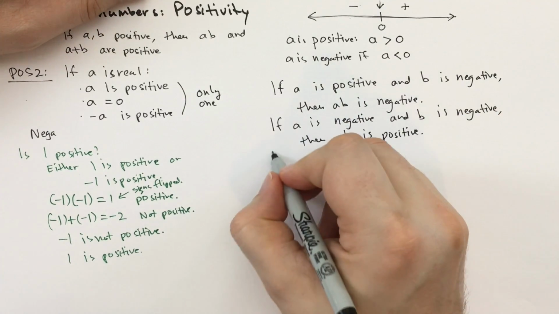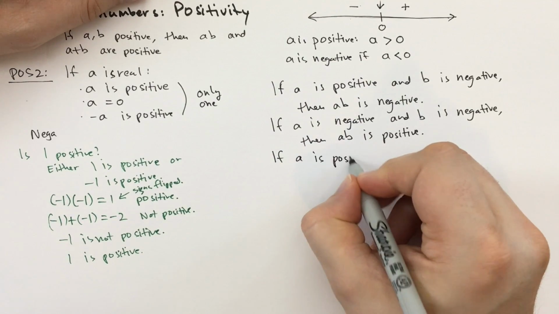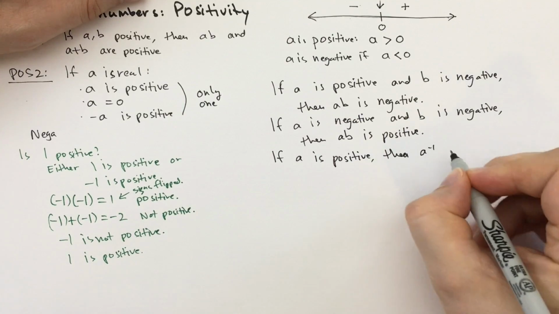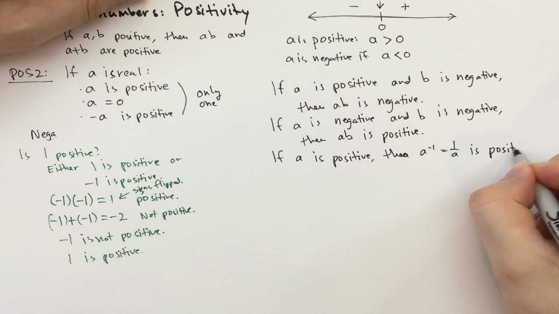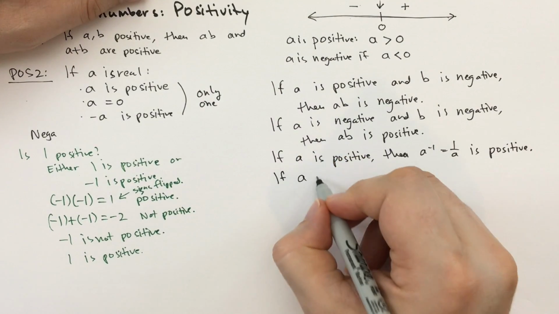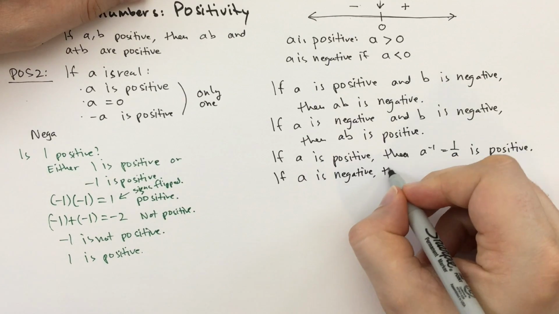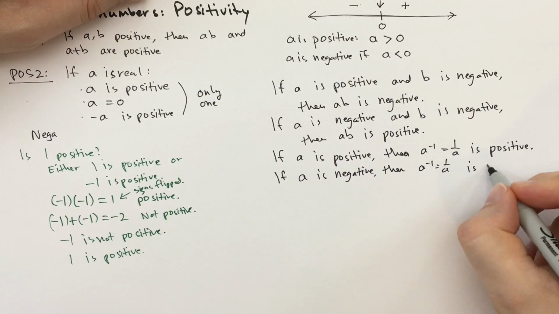Two more rules. If A is positive, then A to the minus 1, which is equal to 1 over A, is also positive. And the last one, if A is negative, then A to the minus 1, which is equal to 1 over A, is negative.